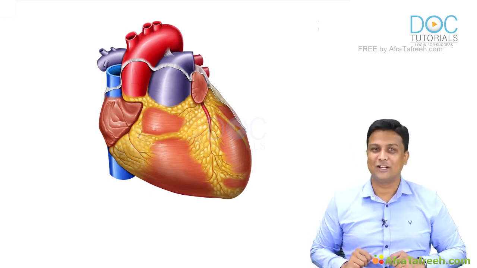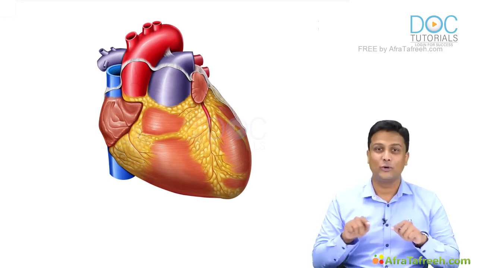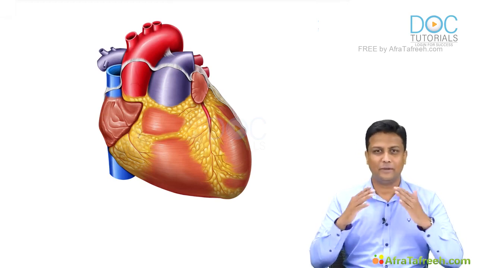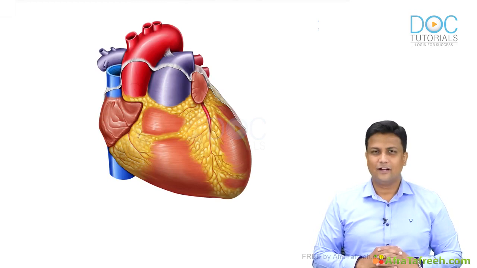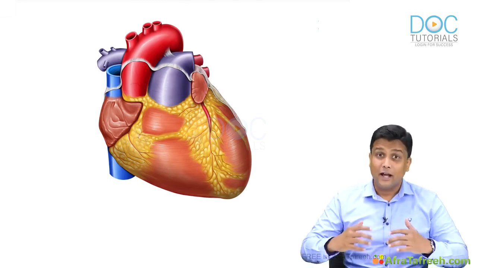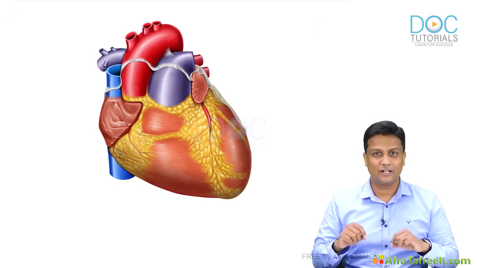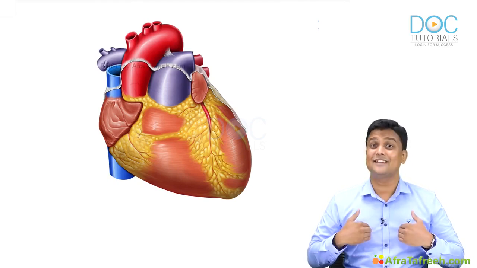Remember, our heart is actually cone shaped. And whenever you have a cone, there will be the base, the apex, and then there will be two sides. Okay, sir, very understood. It is cone shaped. But how is it present exactly inside our body?